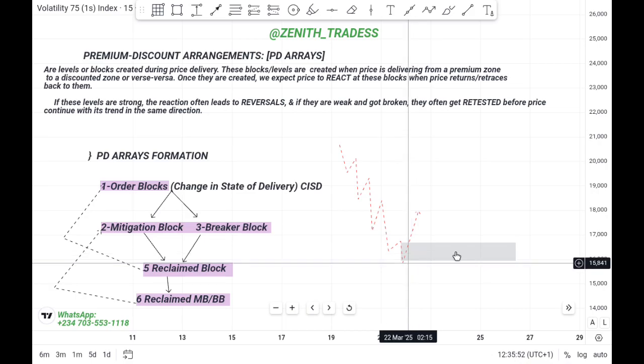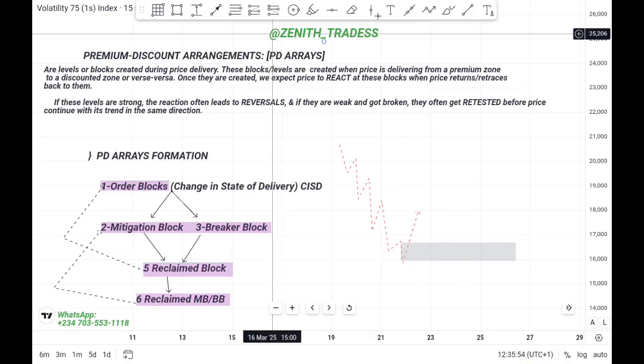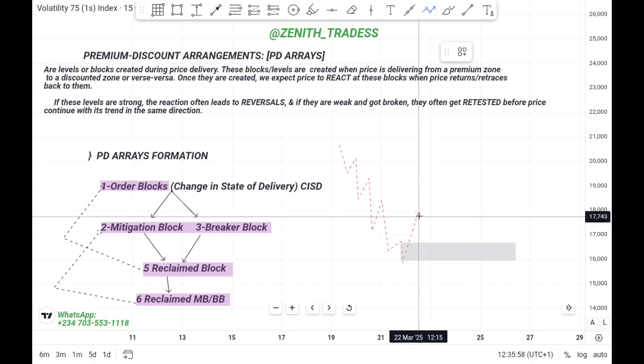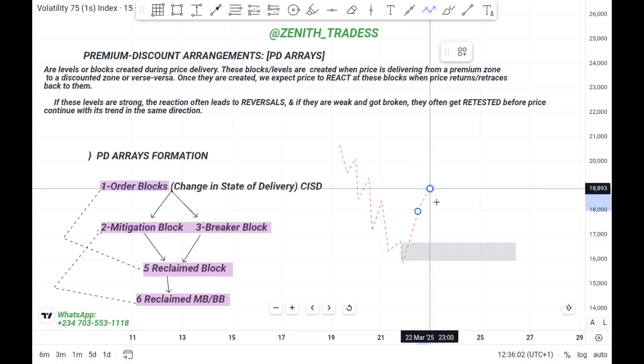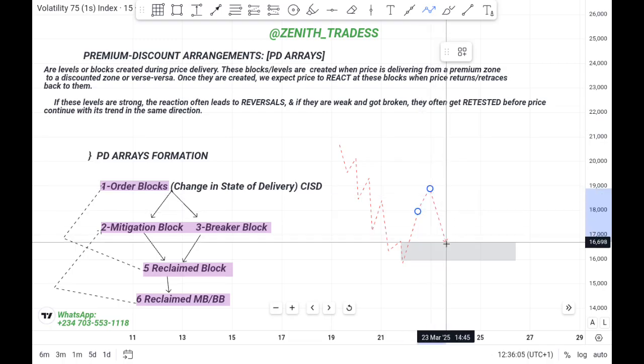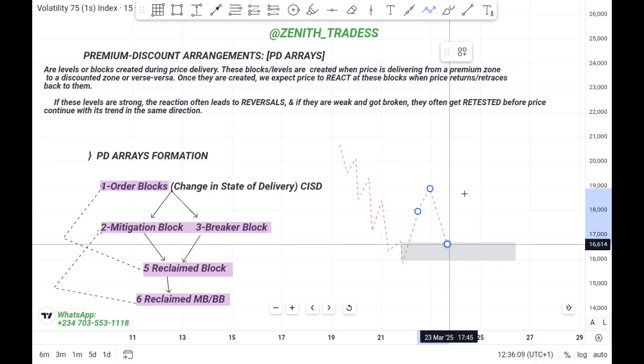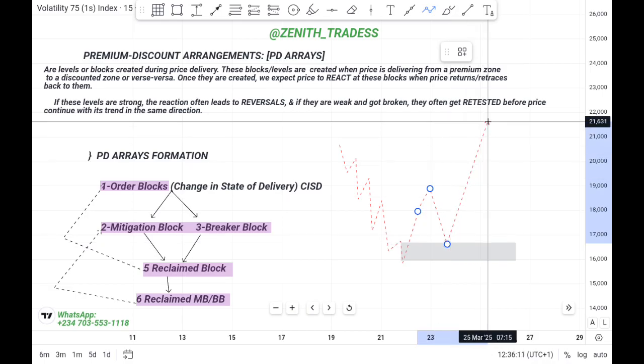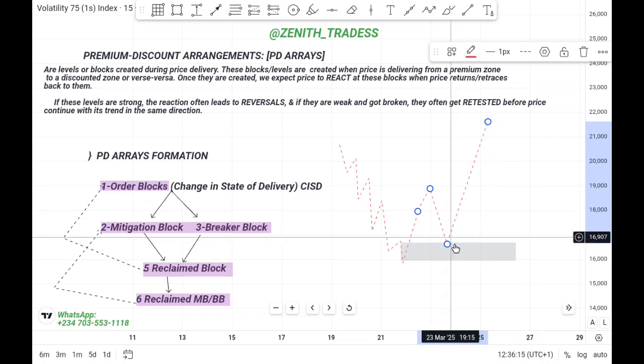So this order block that is created now, we anticipate that when price retraces or returns to this order block, it should hold and propel price higher, right? Price will retrace back to it to pick the orders that were left, and once price gets to this order block, we expect it to hold, then continue with the bullish movement.